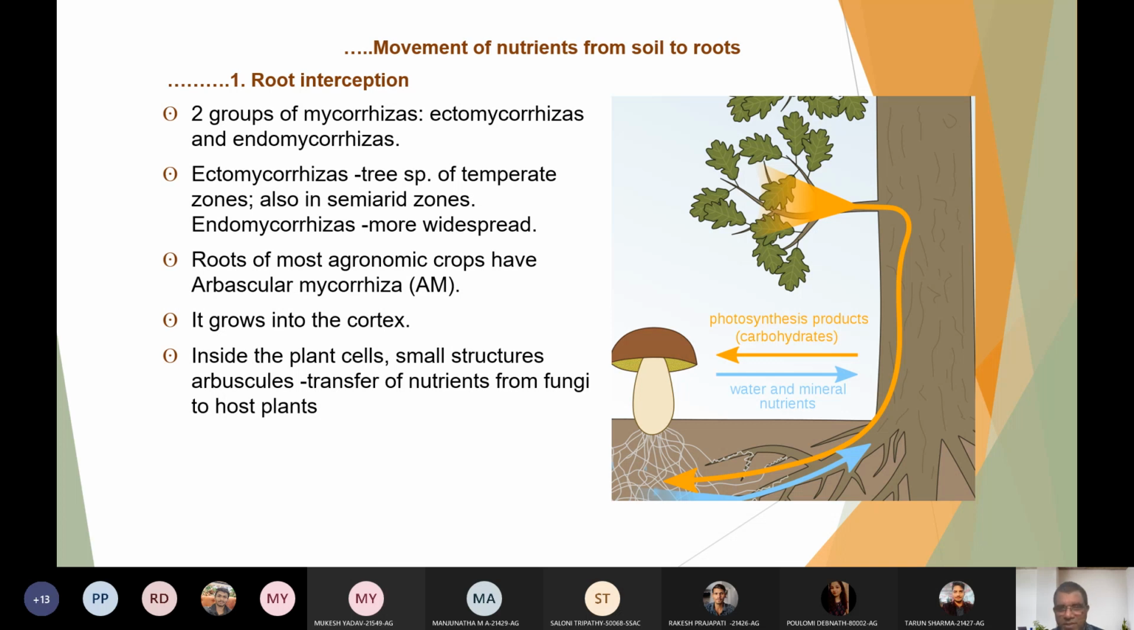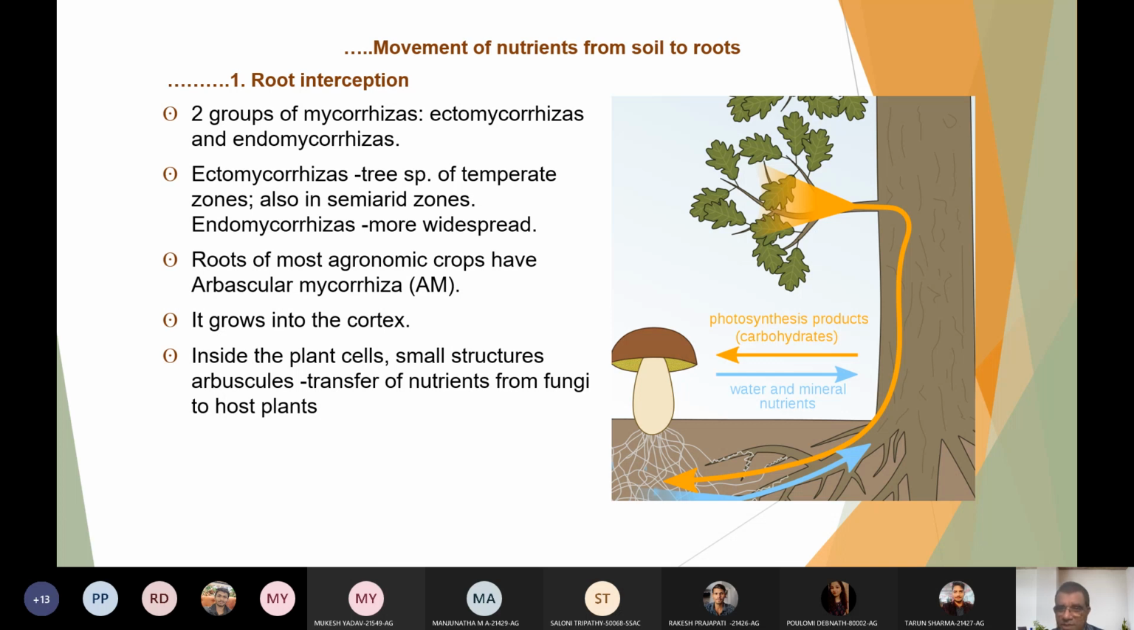It grows into the cortex, but it also enters the plant cells. It goes inside the plant cell. Ectomycorrhiza does not go into the plant cell. It is there in the intercellular spaces, but it will never enter into the plant cell. Endomycorrhiza enters into the plant cell. Inside the plant cells, small structures, arbuscules, are formed, which exchange nutrients and carbohydrates. The host plant will give carbohydrate, and in return, they will give phosphorus and other nutrients.